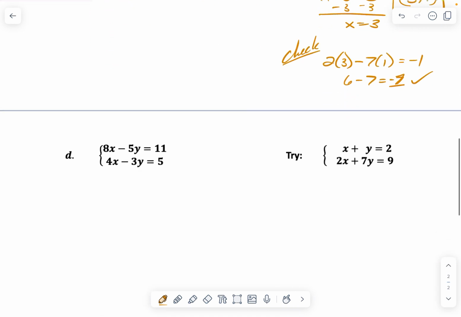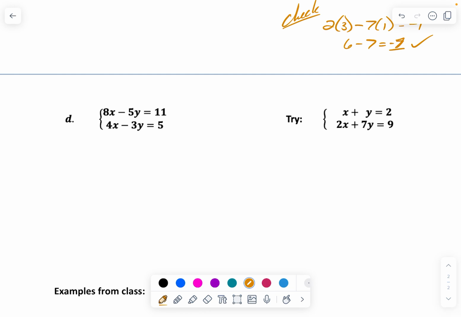So let's see. Oh, that was C. Okay, so for D, probably the easiest would be to get rid of the x, because we can easily make them both into 8, versus we would have to do 2 things to get rid of the y. So I'm going to multiply this whole second equation by negative 2, which is going to give me 8x minus 5y equals 11, and negative 8x plus 6y equals negative 10.